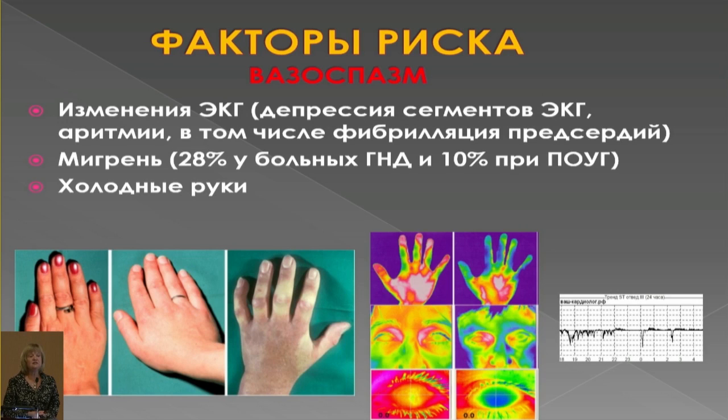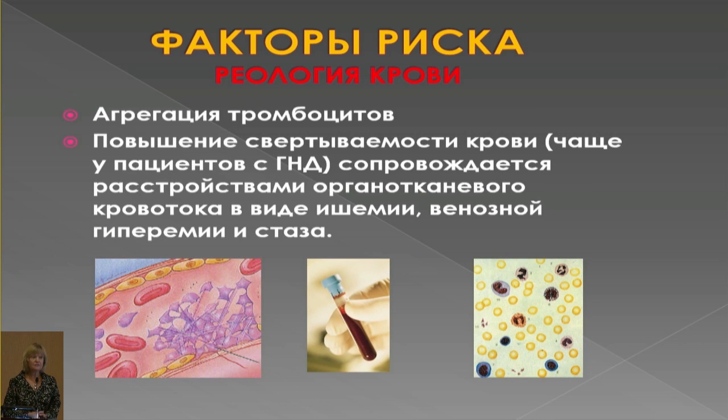ECG changes that demonstrate particular segment depression, and arrhythmias, including atrial fibrillation, can be seen in patients with glaucoma twice as frequently as in a similar age group without glaucoma. Migraine can be seen in 28% of patients with normal pressure glaucoma and in 10% of primary open-angle glaucoma, POAG, patients. Blood rheology changes, changes of the blood formula, increased clotting and increased aggregation are seen more frequently in patients with normal pressure glaucoma.